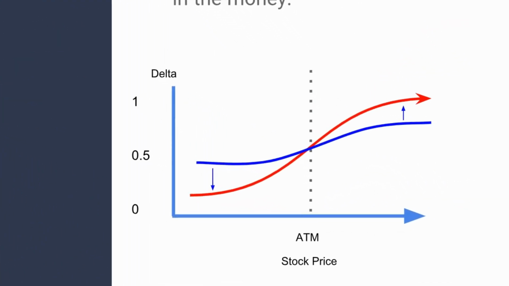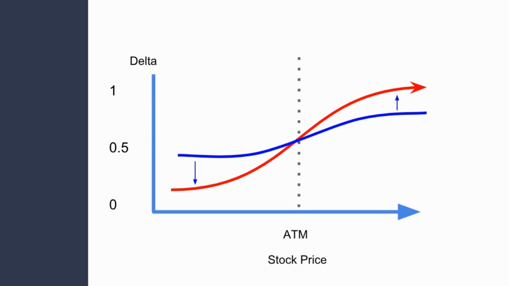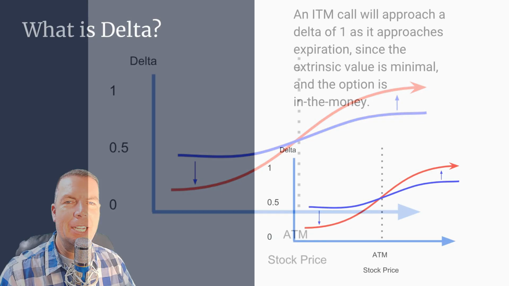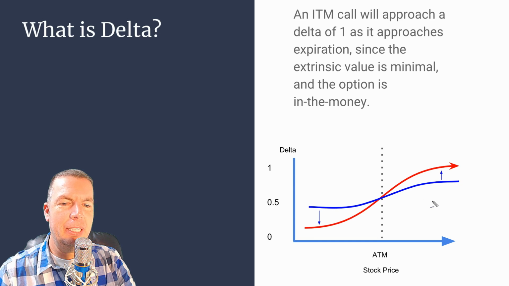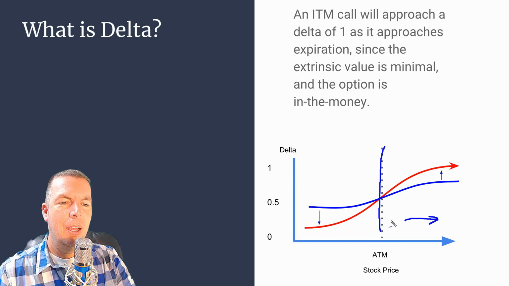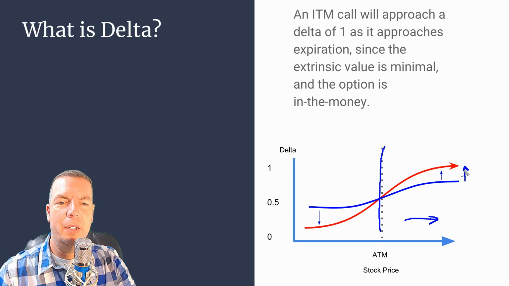So an in the money call option will approach a delta of 1 as it approaches expiration, since the extrinsic value is minimal and the option is in the money. We're looking at a call option here. You can see the in the money call options, here's the at the money price. Everything on this side would be in the money, and as we approach expiration, the delta is going to climb until it starts to reach that delta of 1.